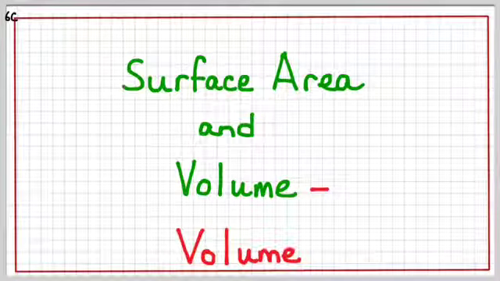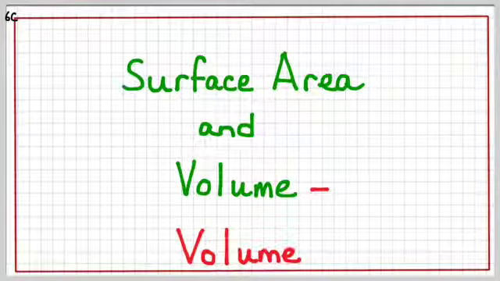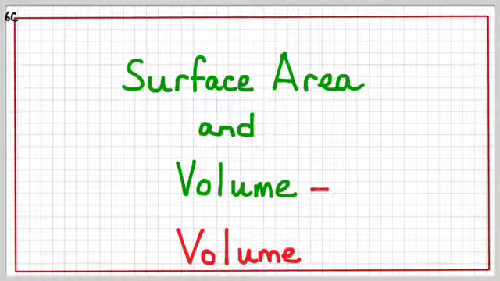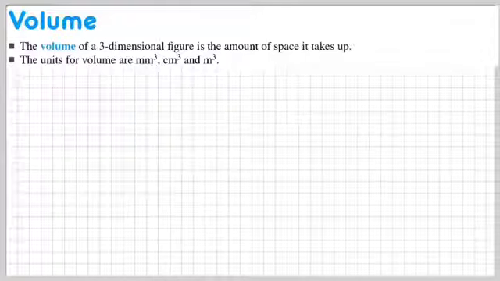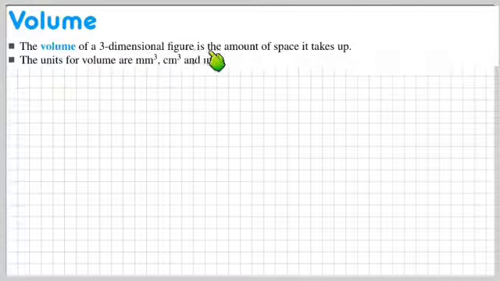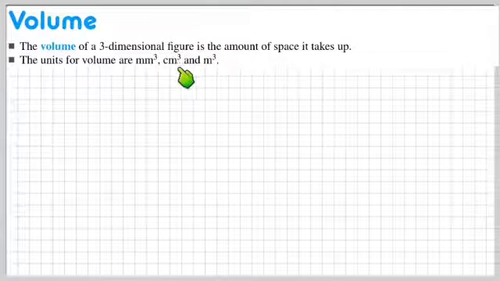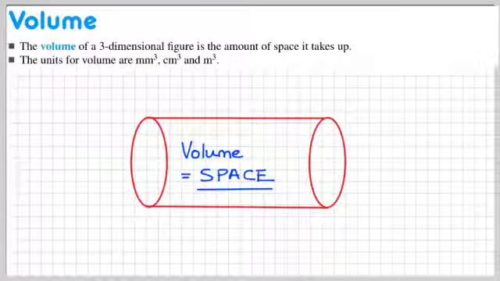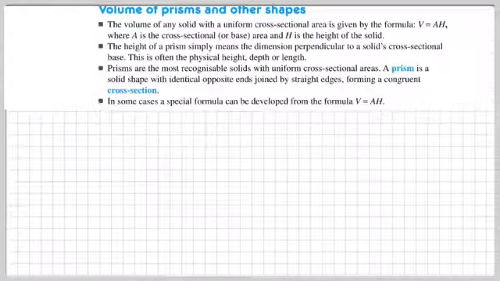Let's have a look at the final video in our three-part series on surface area and volume, which today is going to be volume, guys. Okay, what is volume? Well, the volume of a three-dimensional figure is the amount of space it takes up. It's as simple as that. And the units we use for volume are cubic millimeters, cubic centimeters, and cubic meters in this video. That's right, volume just equals space, yeah?